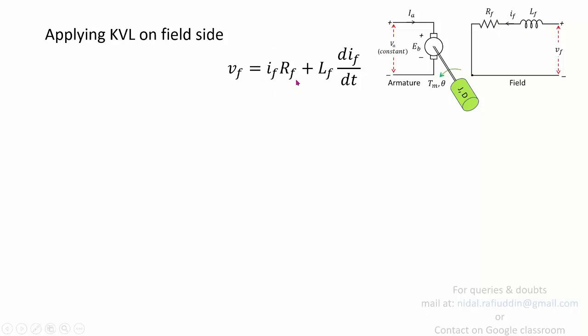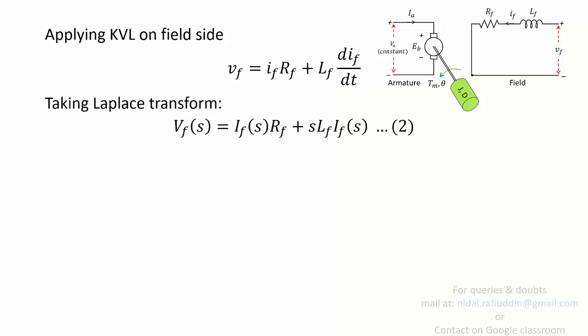So this is the voltage drop that takes place at the resistance, and this is the voltage that cuts across the inductance. So if we take the Laplace transform of this expression, we get all of this in terms of, it becomes a function of s.